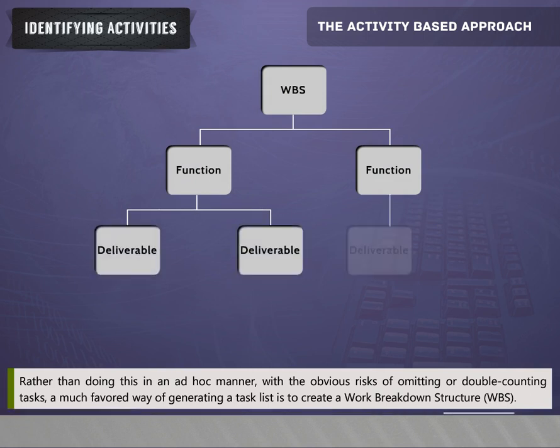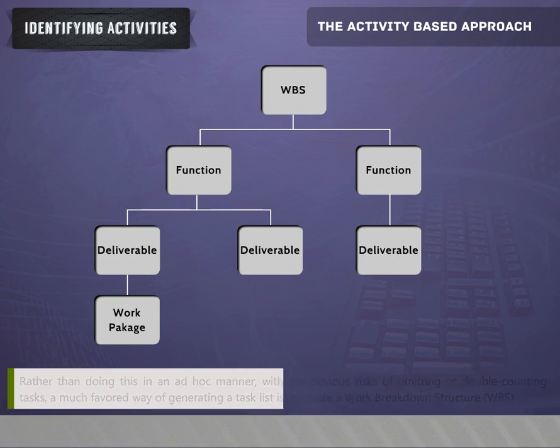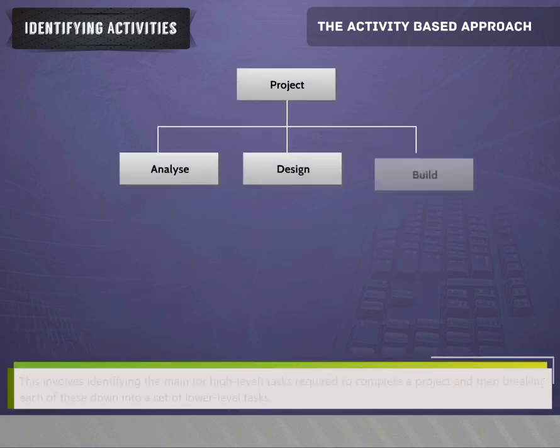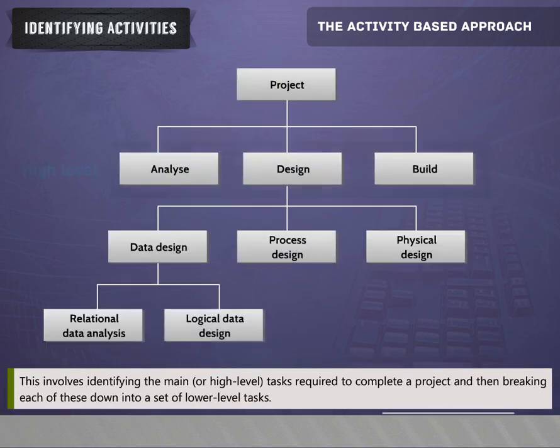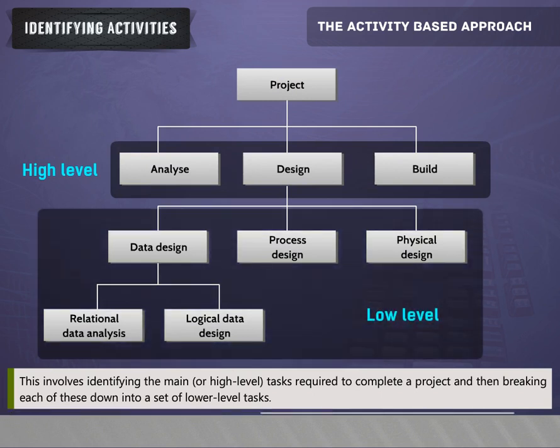Rather than doing this in an ad hoc manner, with the obvious risks of omitting or double counting tasks, a much favored way of generating a task list is to create a work breakdown structure, that is WBS. This involves identifying the main or high-level tasks required to complete a project and then breaking each of these down into a set of lower-level tasks.